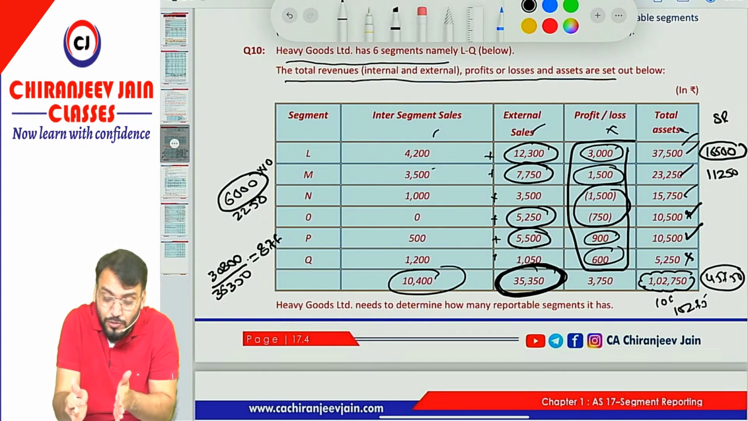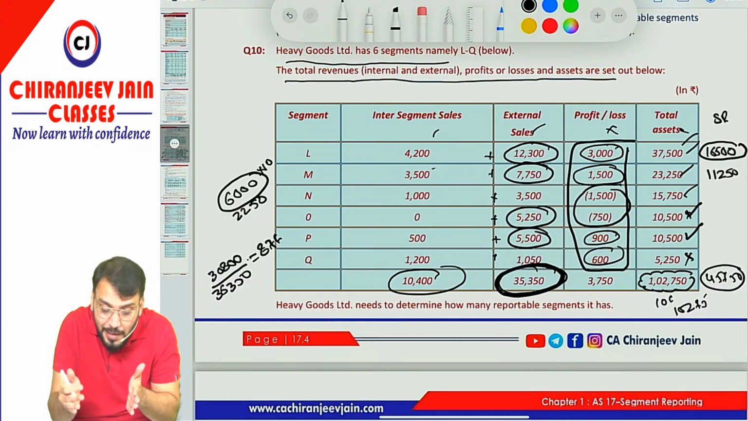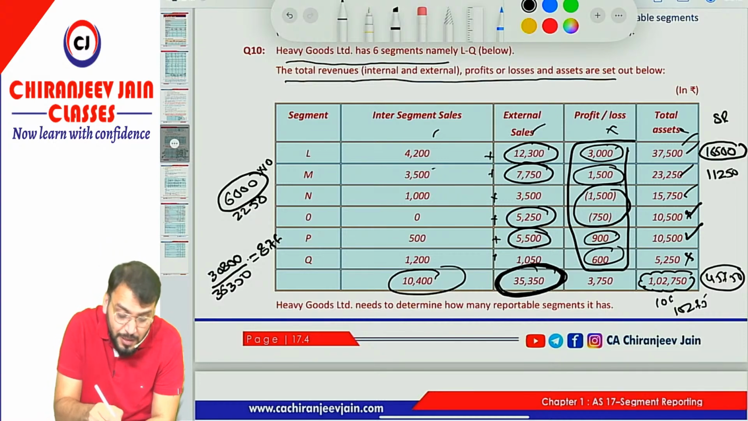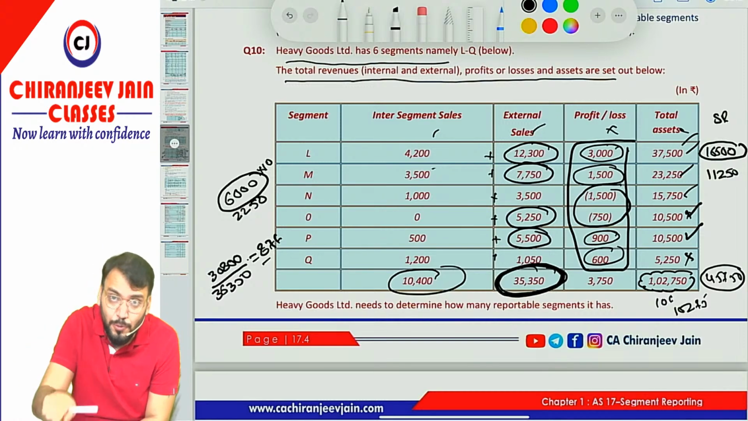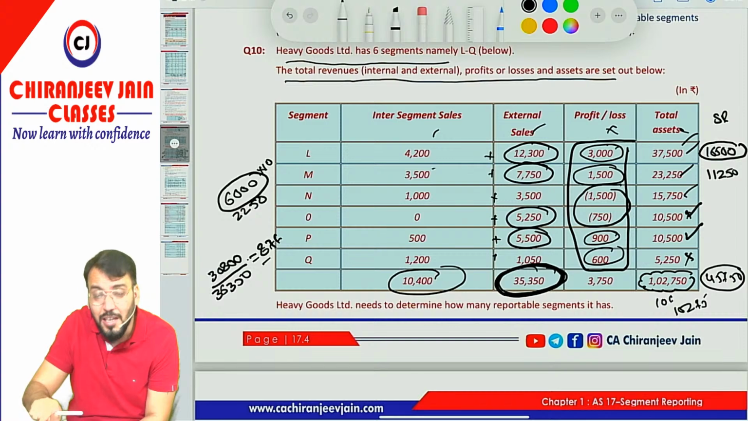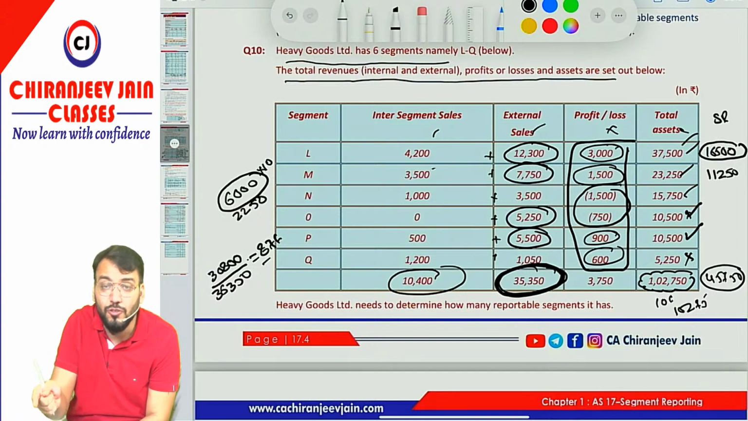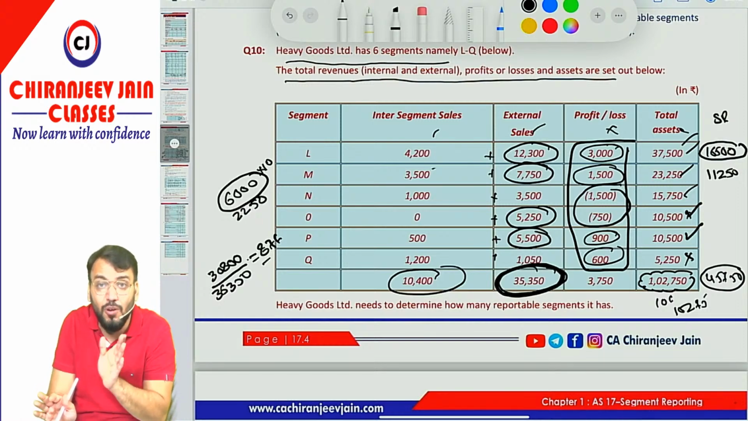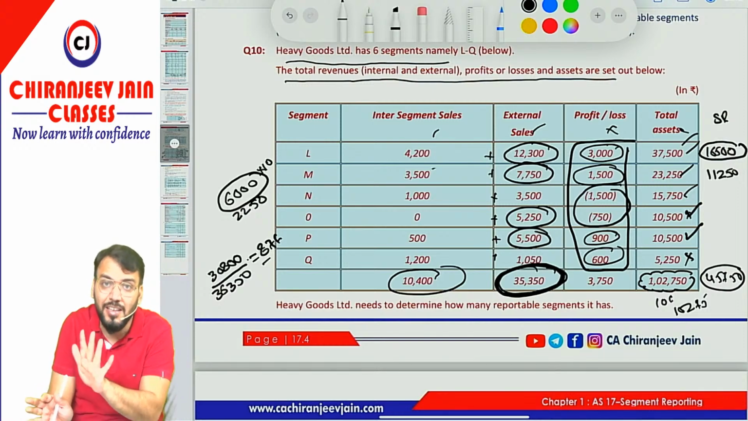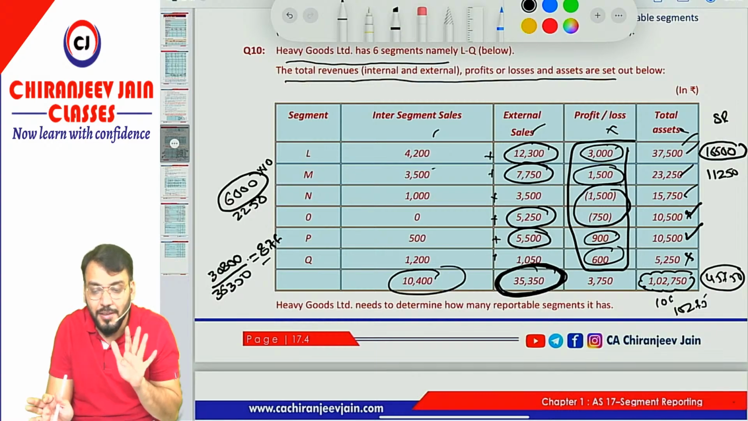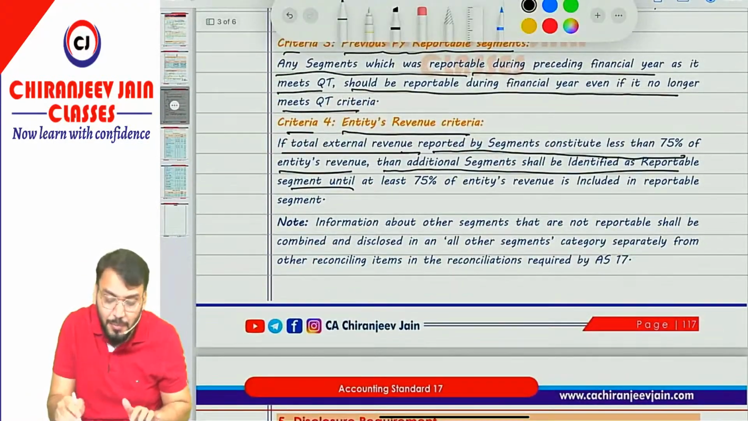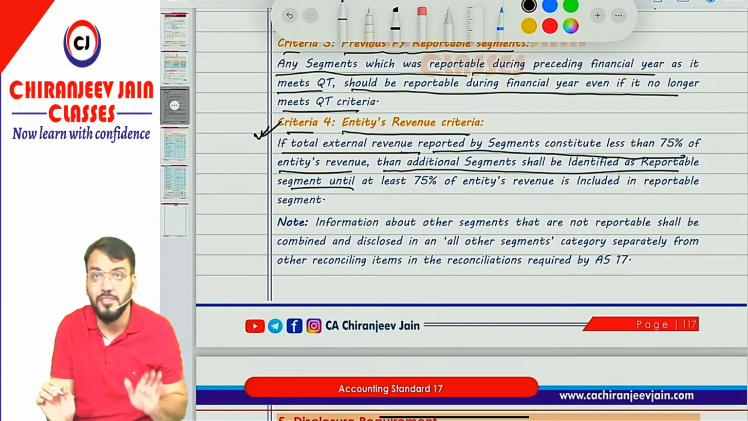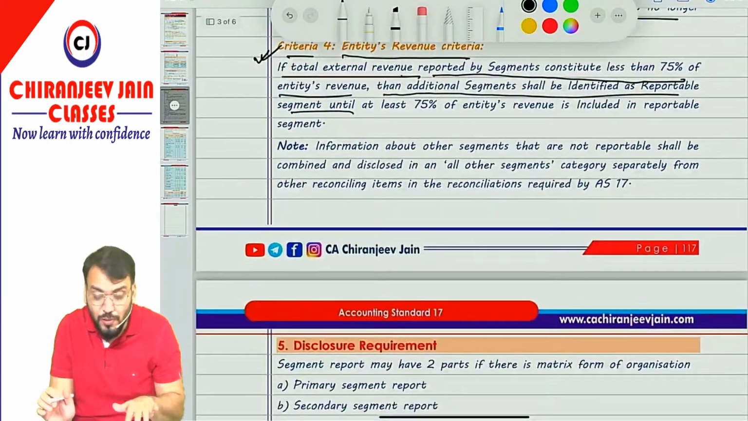Correct? Now suppose it is coming less than 75%. Then you need to add some additional segment as a reportable segment such that the total external revenue reported should be at least 75% of the entity's revenue. Entity's revenue means only external sale, total external sale. Have you understood this point? I hope you have understood. This is also important. Till now it has not been asked in the exam, but it can be asked.